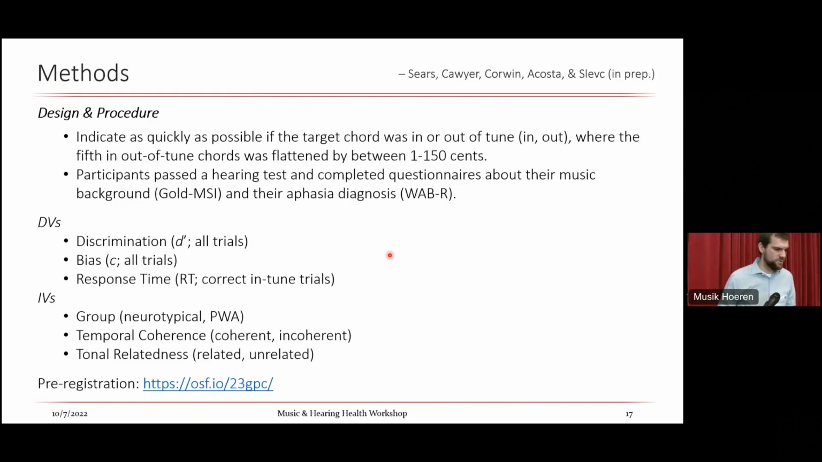So our dependent variables were discrimination and bias, so signal detection theory variables. So how sensitive were they to the task, and how biased were they to respond one way or another. And then we looked at the reaction time data. That's really the priming effect. And then for our independent variables, we were looking at the group, if they're neurotypicals or they're people with aphasia, and then these 2 manipulations. Is it ordered or scrambled? Temporal coherence, coherent or incoherent? And tonal relatedness, is it related or not? And then we pre-registered the entire experiment on the Open Science Framework and gave out all of our hypotheses, et cetera.